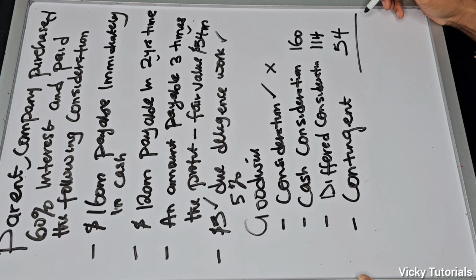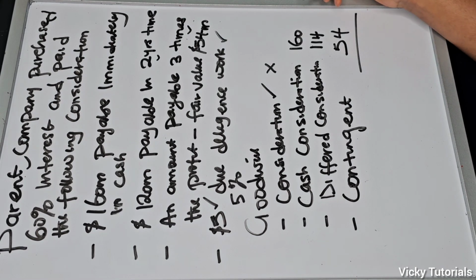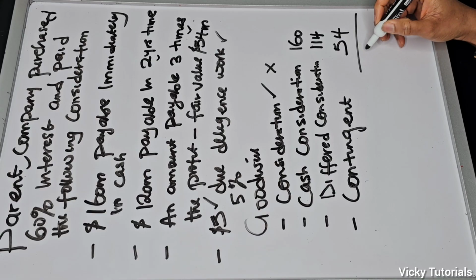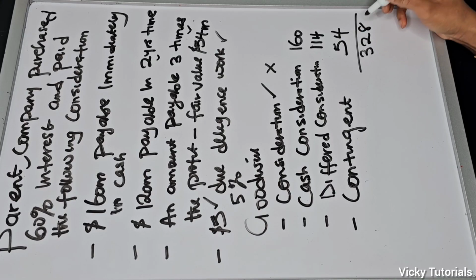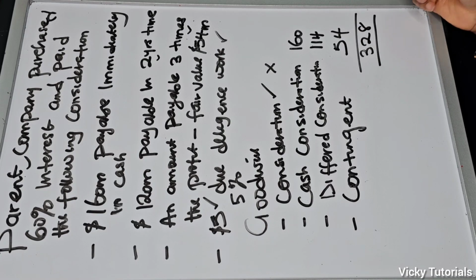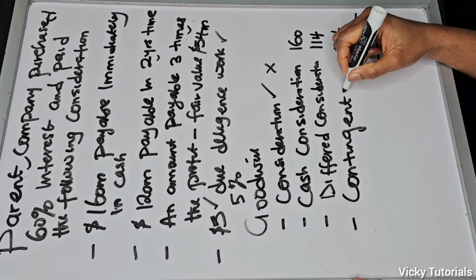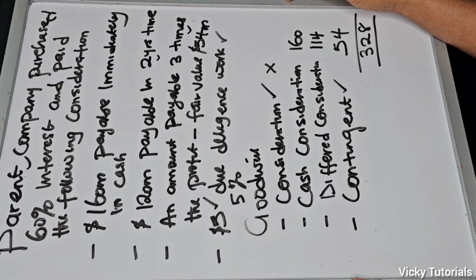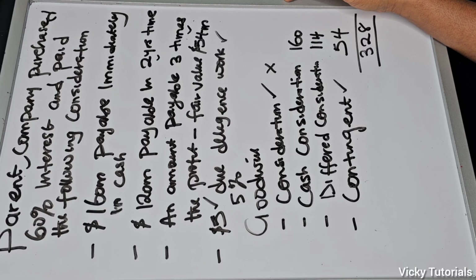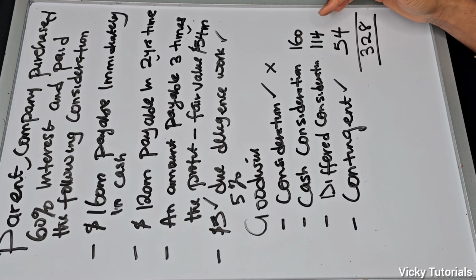So finally, the total consideration transferred, if you add all of this together, is going to give you 328. Hope I'm right. This is the total consideration transferred that you're going to add when consolidating your goodwill. I also like to mention that this contingent consideration can be classified as a liability or as equity. If it's classified as a liability, that means you have to check for the fair value at the end of every reporting date.